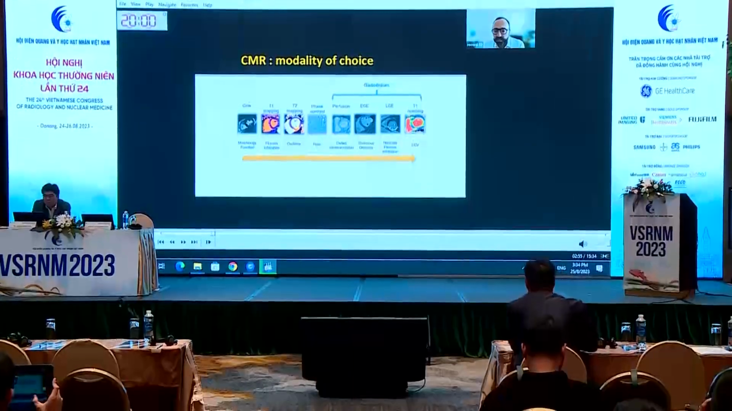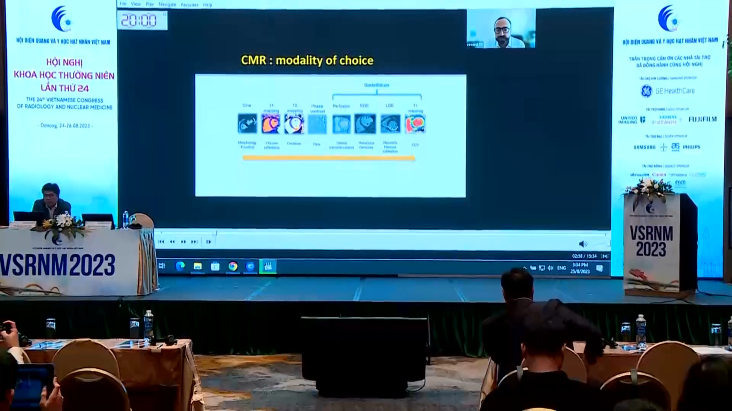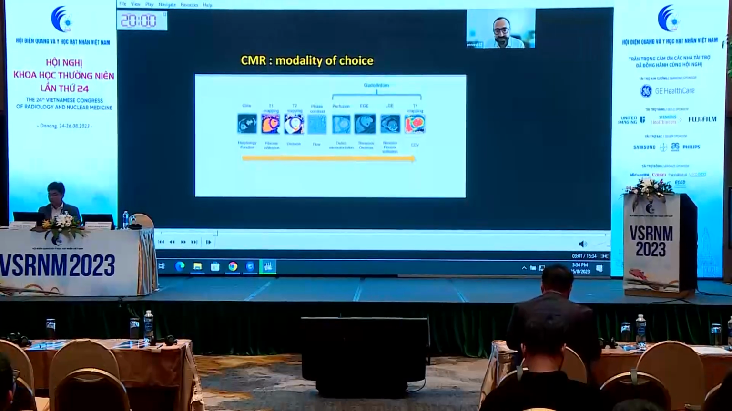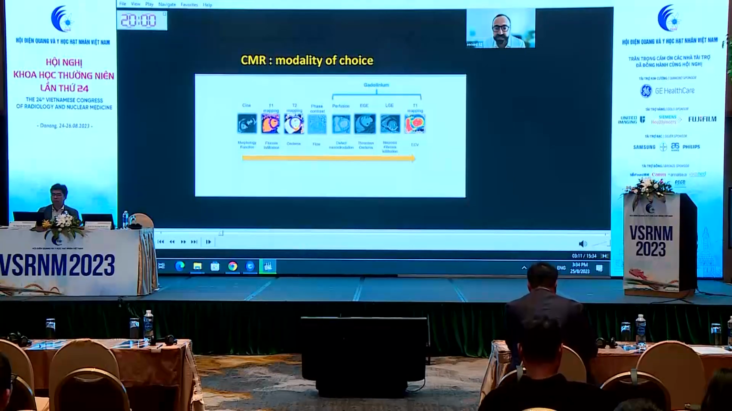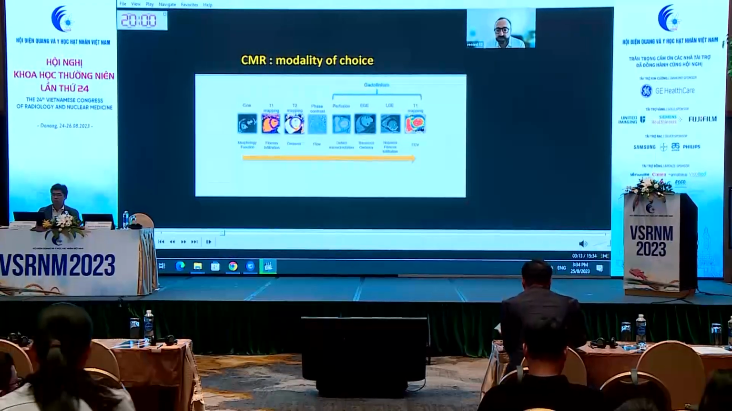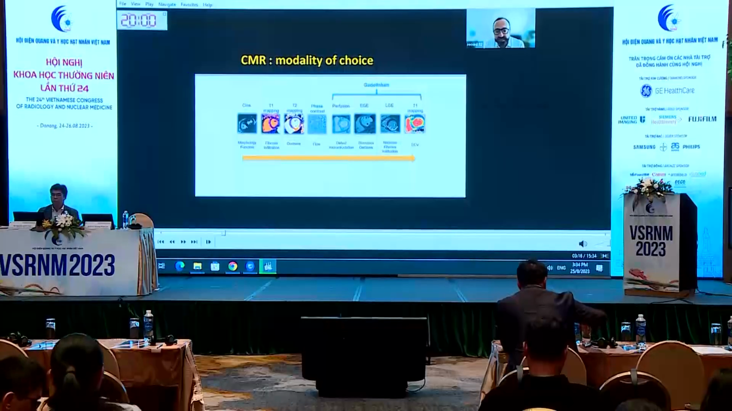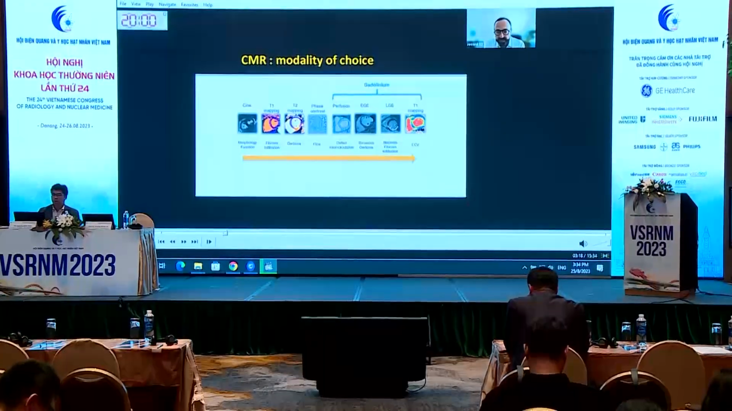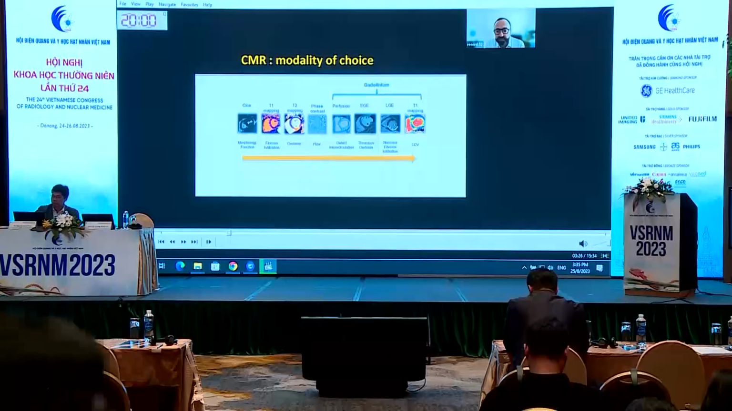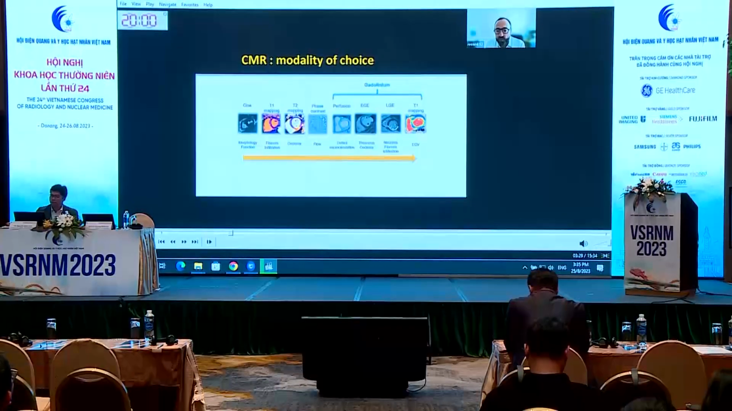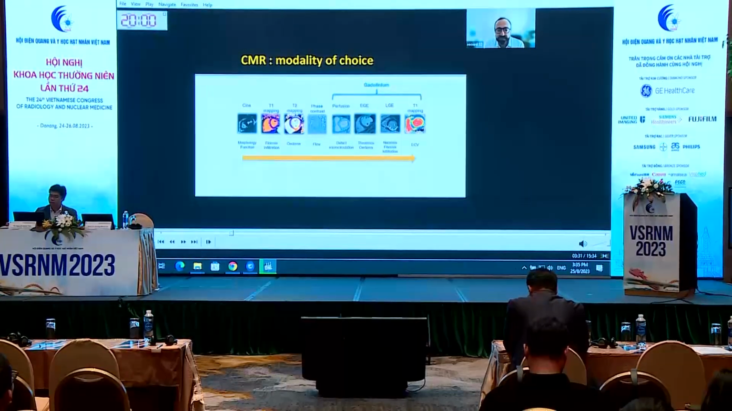And this is an example of the CMR protocol that we are using in our unit. First, cine sequences to explore morphology and function, then the newly developed T1 and T2 mapping: T1 mapping to evaluate fibrosis and infiltration, and T2 to see edema. Then the sequences with gadolinium: first pass perfusion, early gadolinium and late gadolinium enhancement, and then you can repeat T1 mapping to measure the extracellular volume, which is also a parameter of infiltration.